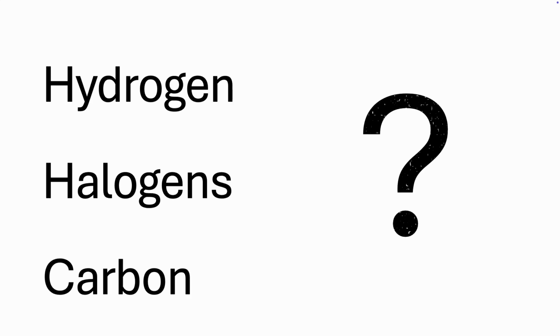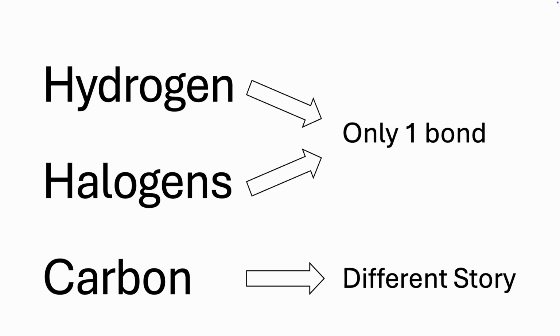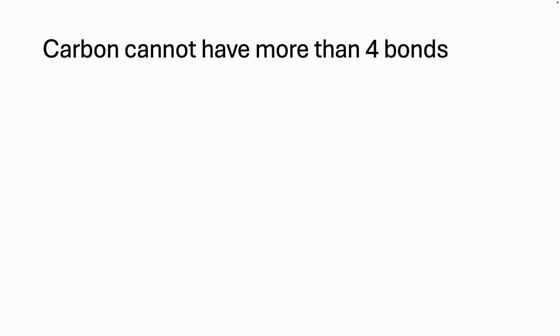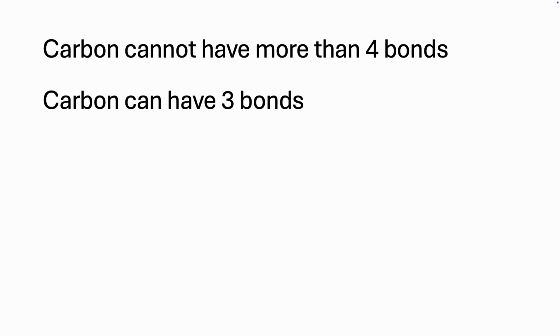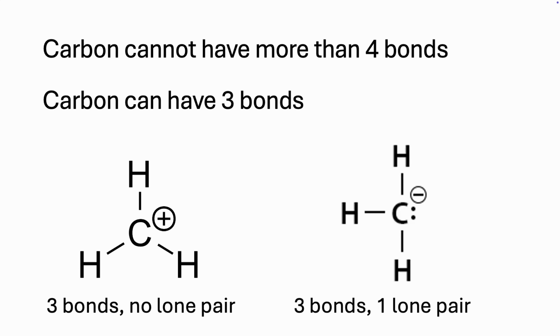But what happens to hydrogen, halogens, and carbon? Well, both hydrogens and halogens will almost always appear in a compound. They almost never have more than 1 bond and can exist with a negative charge only as a monoatomic ion. Carbon, on the other hand, is a different story. Carbon cannot have 5 bonds because then the octet rule is violated. However, it can have 3 bonds. Carbon with 3 bonds and without a lone pair has a formal charge of plus 1. But carbon with 3 bonds and a lone pair has a formal charge of negative 1.